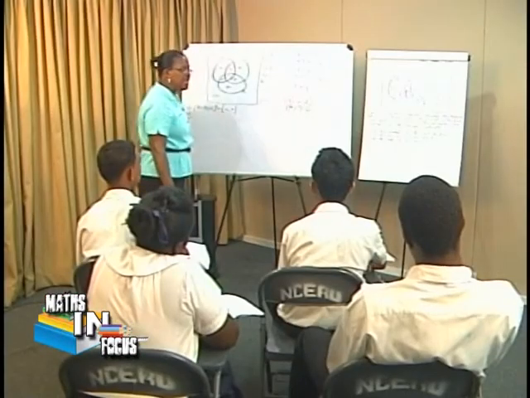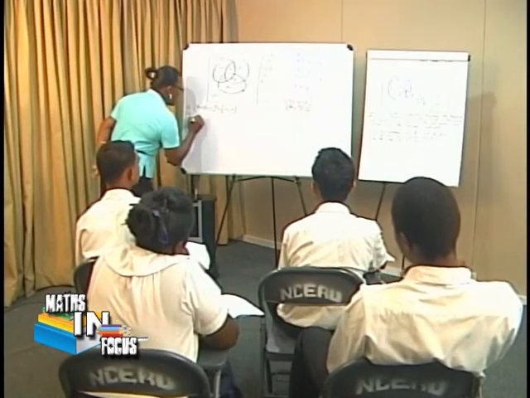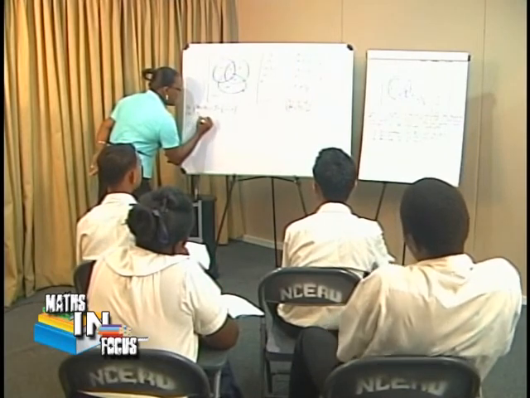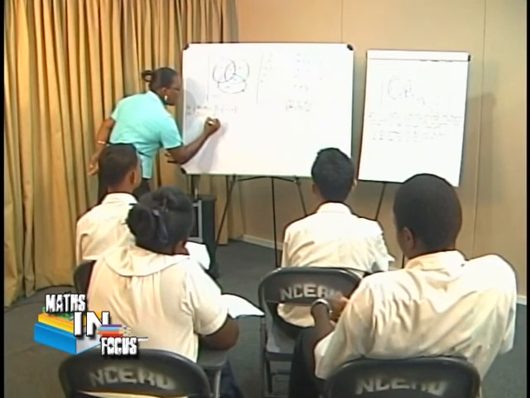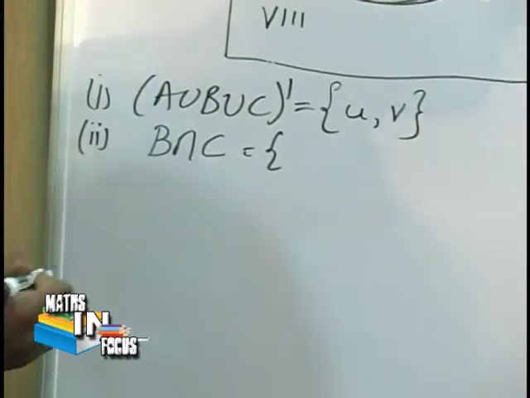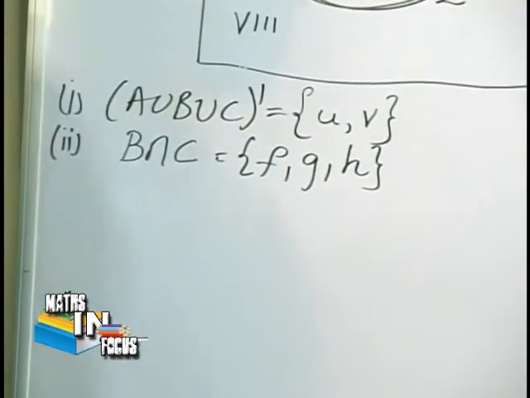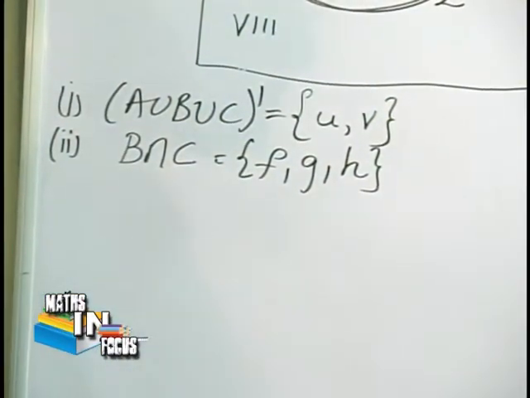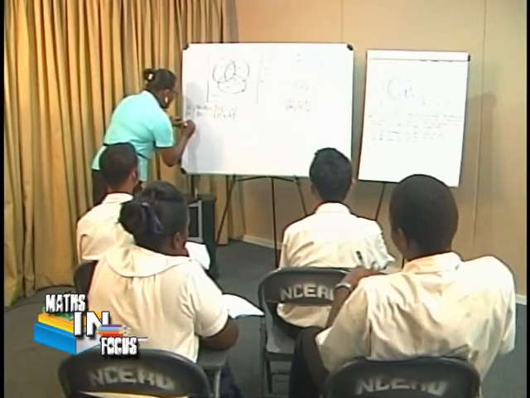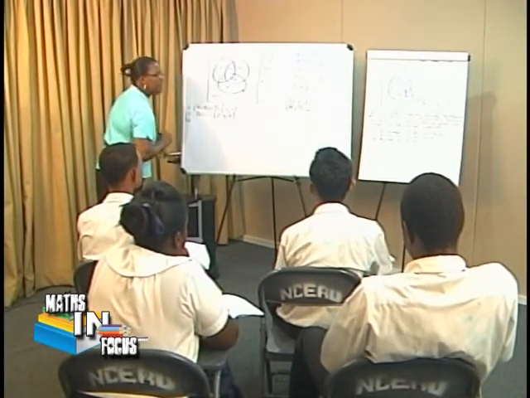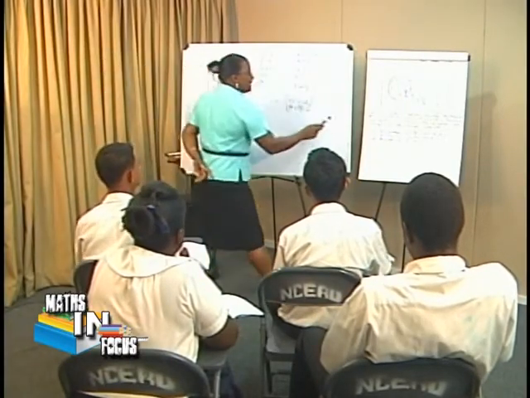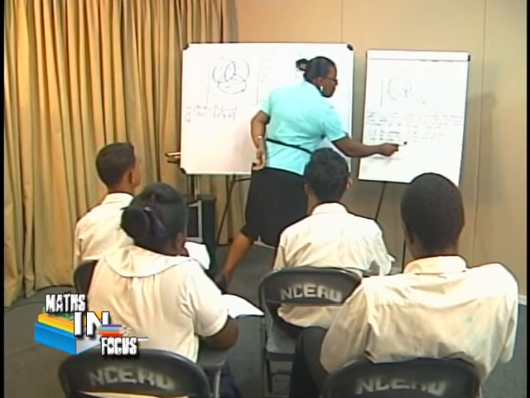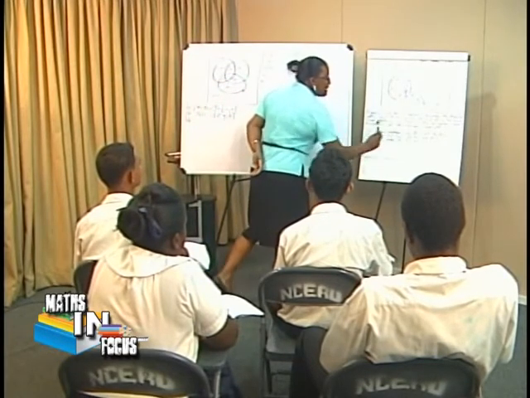So if we're going to list the elements of the set B intersect C, we would have, yes, Damien, please assist me. F, G, and H. Thank you, Damien. Third part. State the value of the number in B union C.